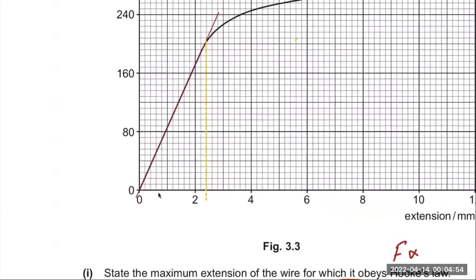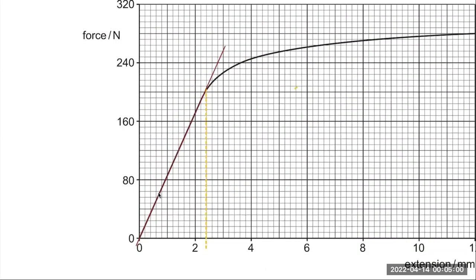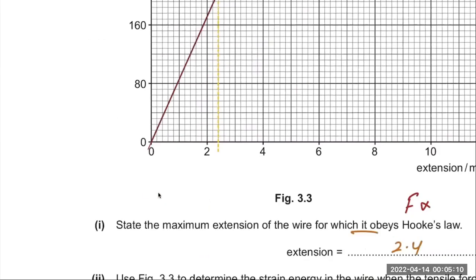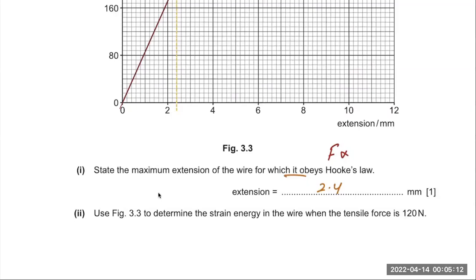You may get a slightly different value, because there'll always be an error or an uncertainty associated. You may get 2.2, you may get 2. But somewhere between 2 and 2.4 is correct. So 2.4 millimeters is my value.